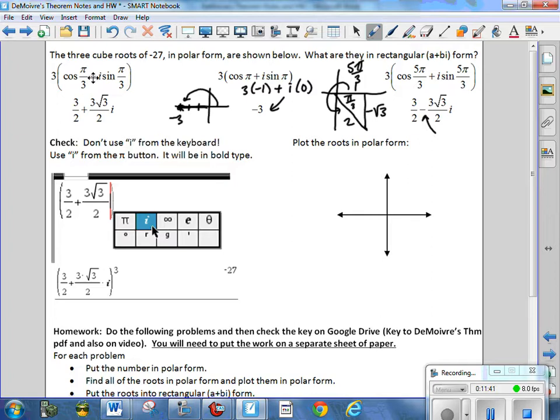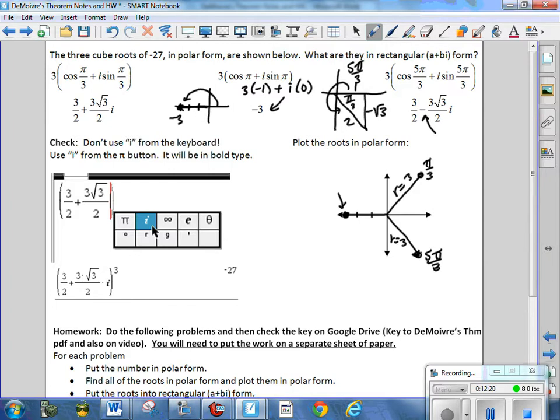Now we're going to plot these roots in polar form. And I want to show you something interesting when we plot them in polar form. So we have our pi over 3. So I'm just going to write pi over 3. R is equal to 3. Then we have our 3 times cosine of pi. So there's our second one over on the horizontal axis to the left. And then we have 5 pi over 3. This is our 5 pi over 3, and this has a radius of 3.